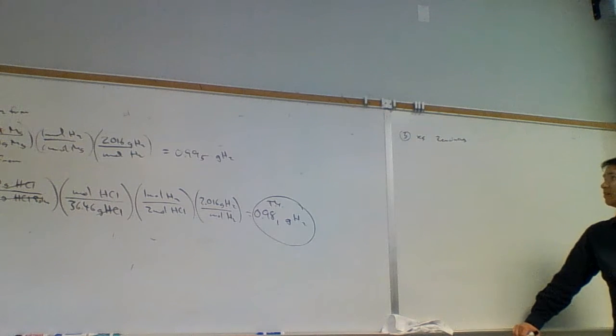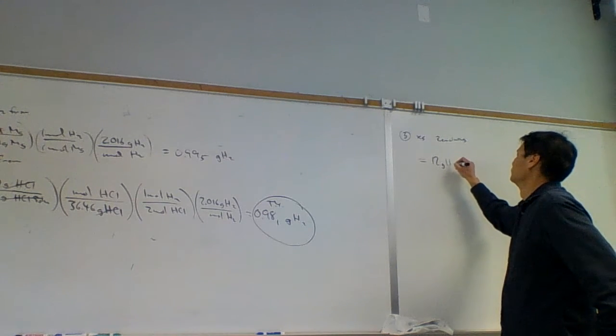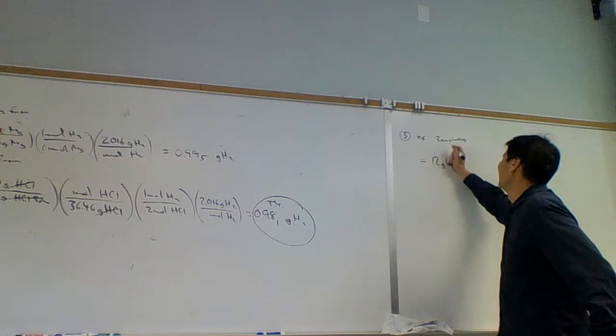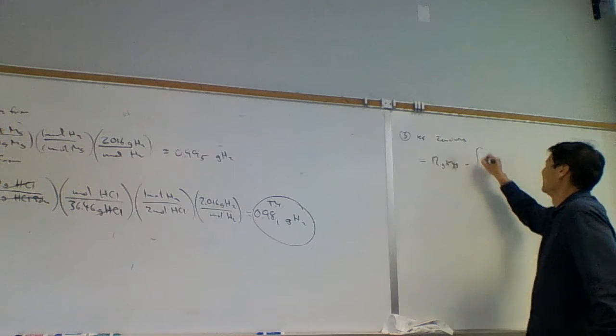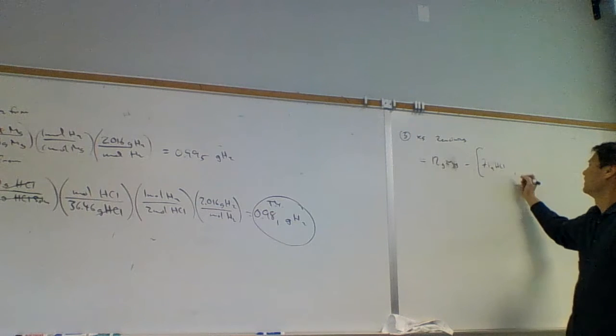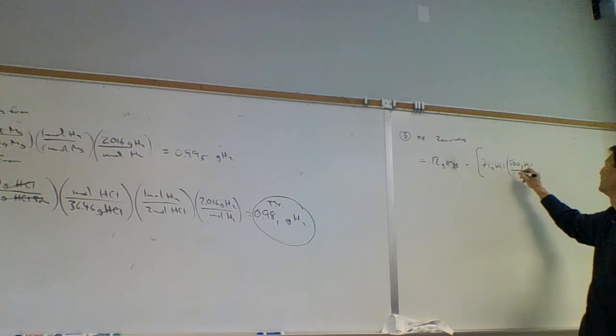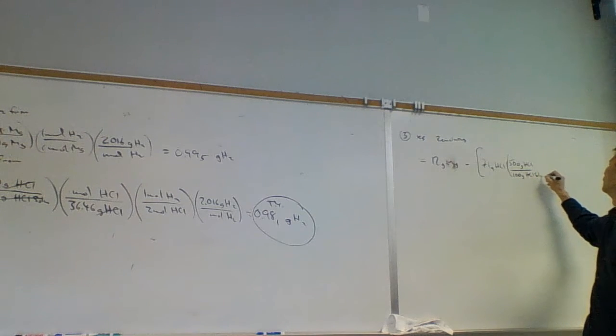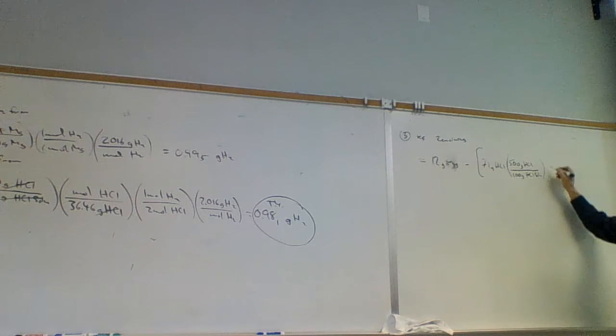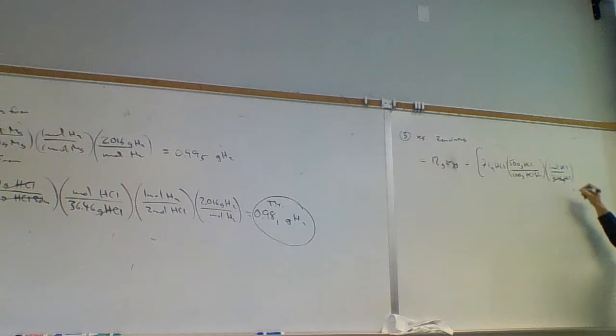And so what's the equation for excess remaining? Equals 12 grams of magnesium minus 71 grams of HCl, multiply 50.0 over 100, multiply 1 mole of HCl over 36.46 grams of HCl, times 1 over 2, 1 mole of hydrogen over 2 moles of hydrochloric acid.